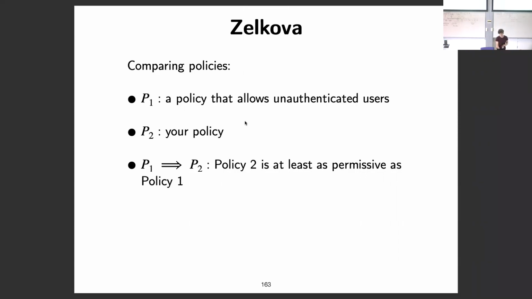So what they'll do is they'll say, okay, I've got a policy that allows unauthenticated users, and they will compare your policy to that, and they'll use that to check whether your policy is possibly doing something you didn't intend.